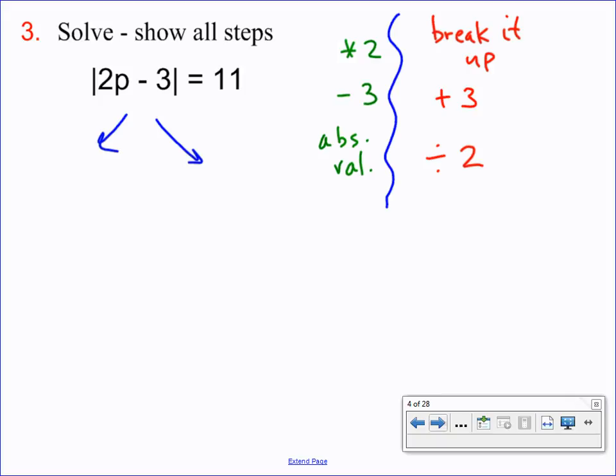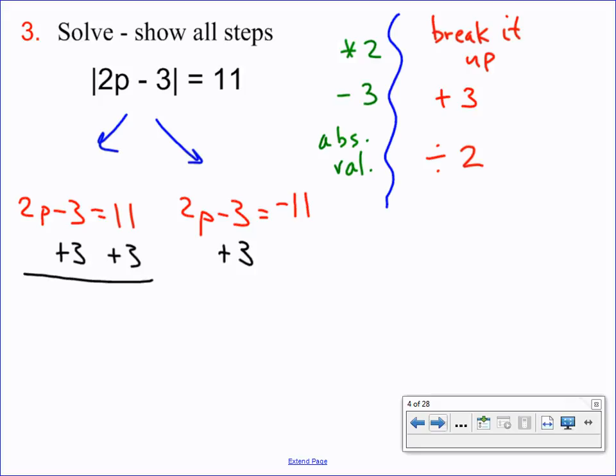I set whatever's inside, in this case 2p minus 3, equal to the positive distance number, and I set it equal to the negative distance number. Because those are the two numbers that are a distance of 11 units away from 0 on the number line. So I get two equations. That's my break it up. Now we'll continue on, add 3 to both sides of each equation, and that's where my paths split.